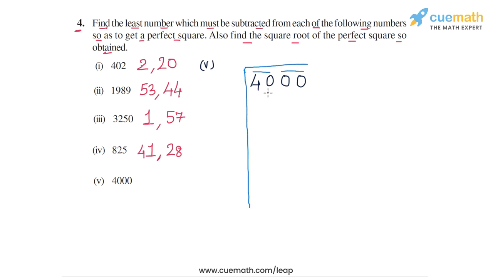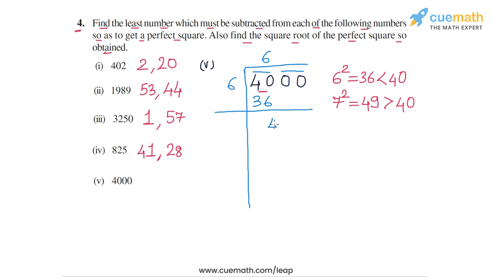So in the first step, we have to find the largest possible digit whose square is less than or equal to this number under the first bar, which is 40. And that largest possible digit is 6, because 6 square is equal to 36, which is less than 40. But if you take the next digit 7, then 7 square is equal to 49, which becomes greater than 40. So the divisor in the first step will be 6, and this will also be the first digit of the quotient. Now 6 into 6 is 36, and if you subtract 36 from 40, you get 4.